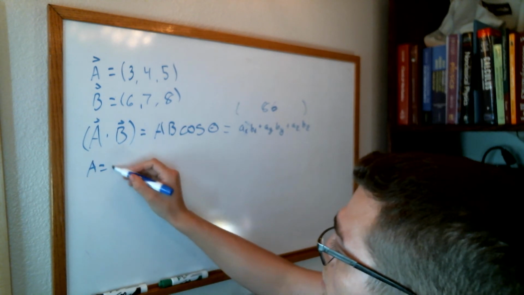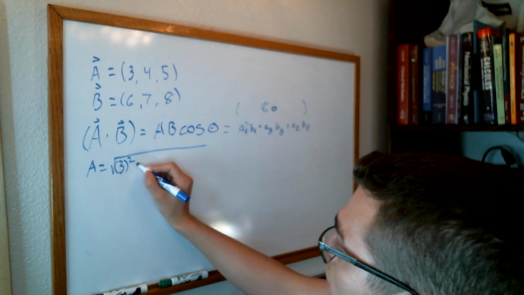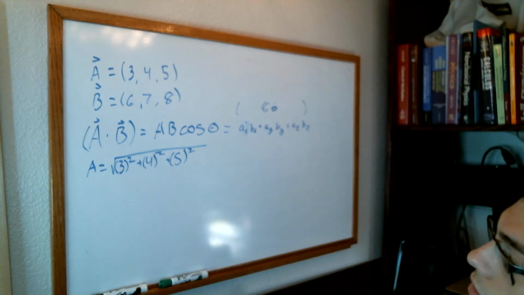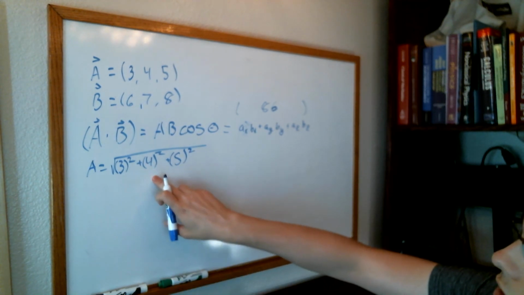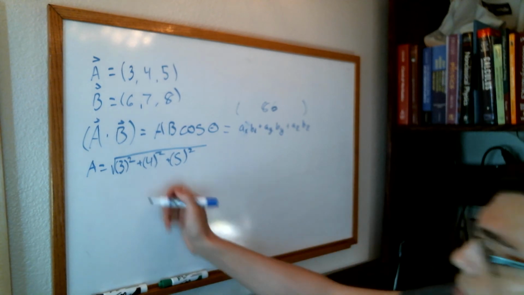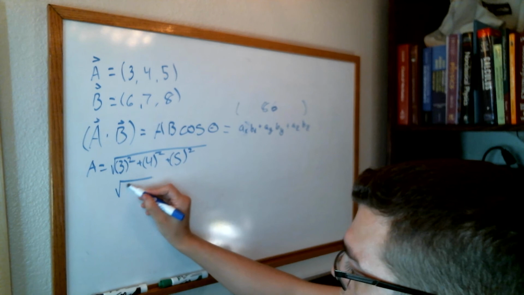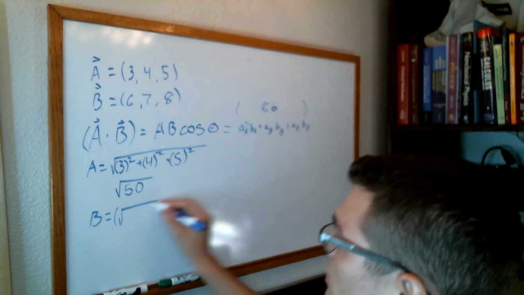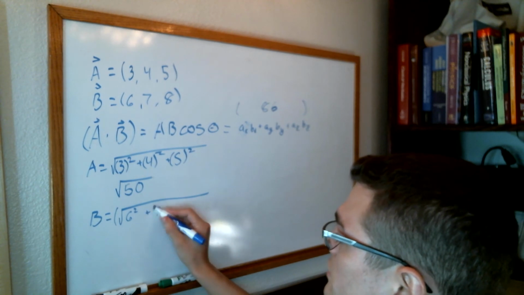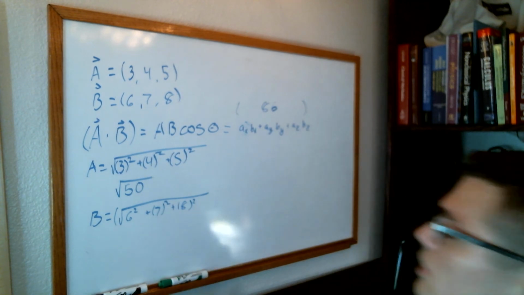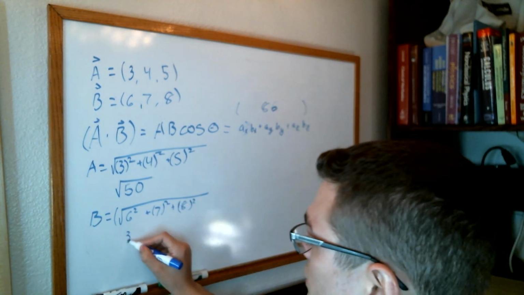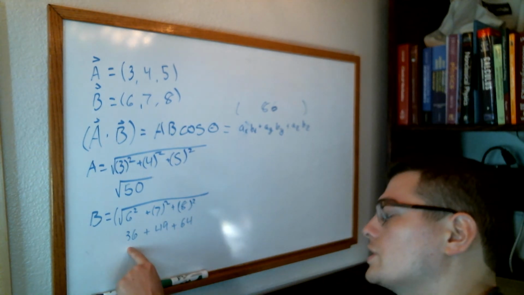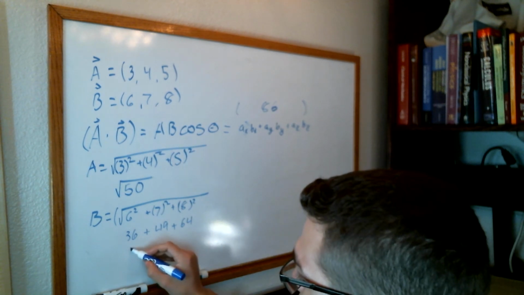So A is going to be equal to the square root of 3 squared plus 4 squared plus 5 squared. Okay, so 3 squared is 9, plus 4 squared is 16, which is 25, plus 25 is going to be the square root of 50. And B, we follow the same process: 6 squared plus 7 squared plus 8 squared. This is going to be 36 plus 49 plus 64. 64 plus 36 is going to be 100, plus 49 is going to be 149.